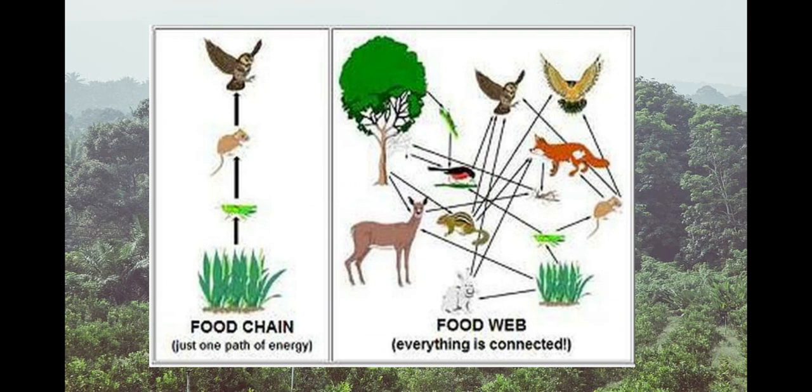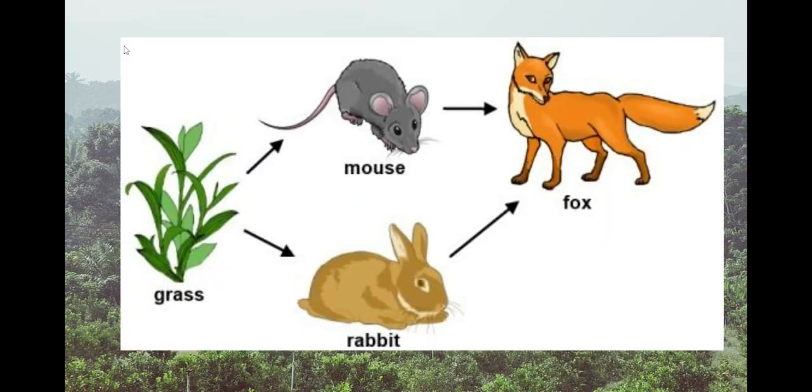You've seen examples of food chains, which show just one path of energy, but a more accurate representation of an ecosystem is a food web, which shows how organisms are all interconnected. Take a look at this simple food web. Remember, you have the producers, or the grass, and then the primary consumers, which are the rabbits, and then the secondary consumers, which are the foxes.